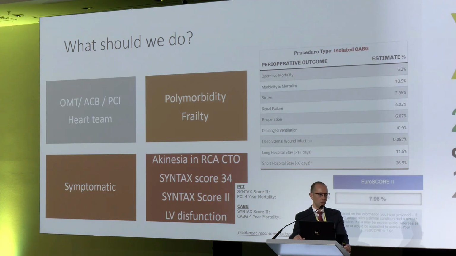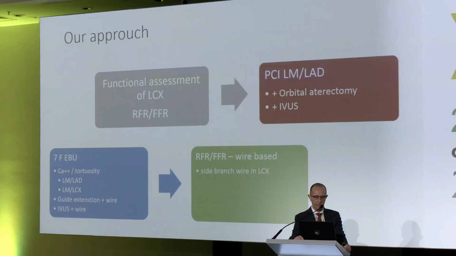So, as usual, we organized the heart team. The surgeon said, guys, please, it's not our case, do whatever you can. Optimal medical therapy, I think, is not an option for that patient. And here was our approach. We were first not sure about the significance of the circumflex artery. That's why we planned to take a side branch wire-based FFR, just to see if it is functionally significant or not.